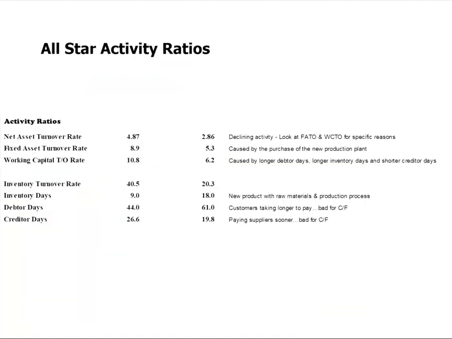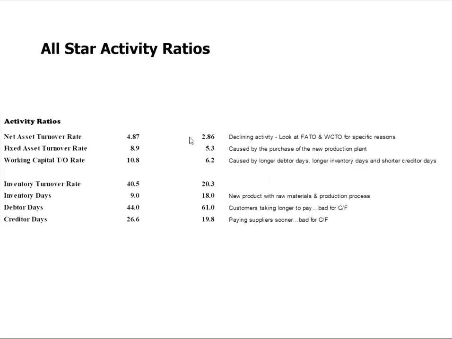Here we have the activity ratios, starting off with the net asset turnover rate, which is typically what I loosely refer to as the activity rate in the business. And we discussed the fact that we want this number to be as high as possible. So what we see here from 2017 to 2018 is a decline in this ratio. And the major reason for that decline, even though the sales are going up, is because they have bought a whole lot of new assets, fixed assets, and there are extra working capital assets from one year to the next.